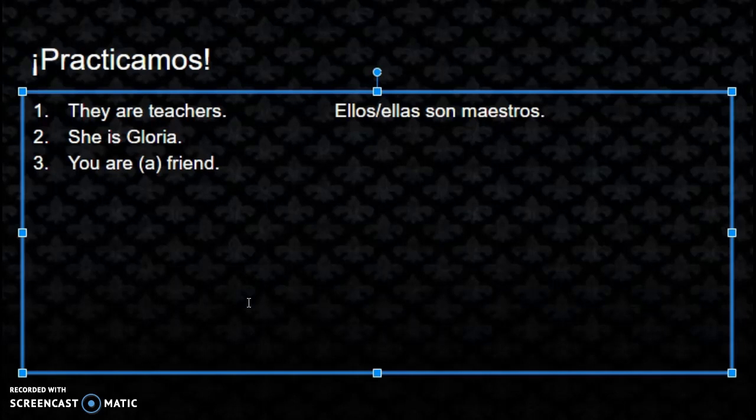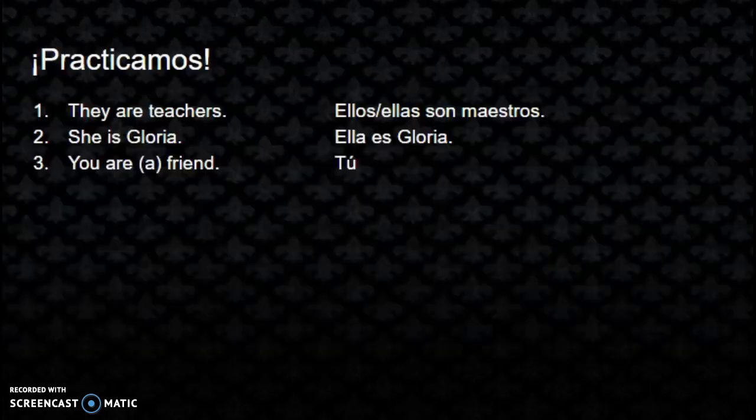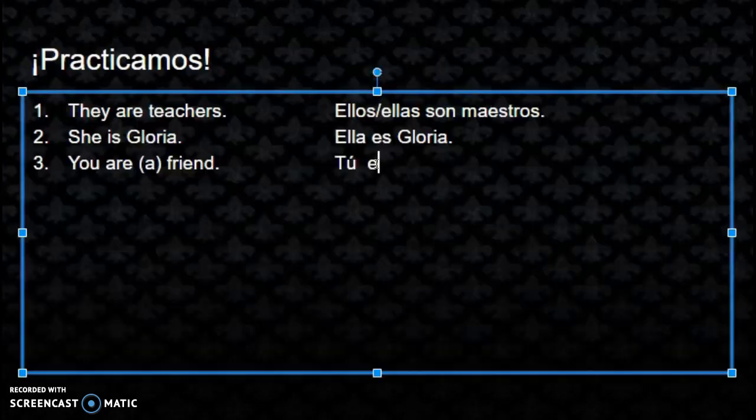She is Gloria. She is ella. How do I say is? That box was es. And then Gloria's name just stays the same. You are a friend. You, we could do tú, as in you informal. How do I say are? So earlier when we were doing they are, I used this box. However, now it's you are, so I'm going to use tú eres. The word a is un, friend, amigo. Or I could do amiga.